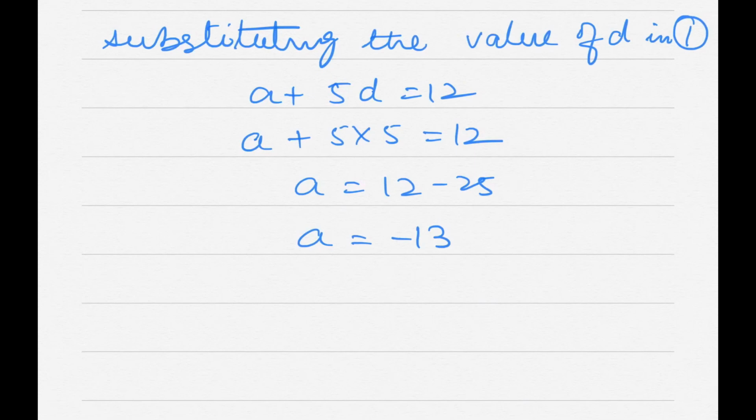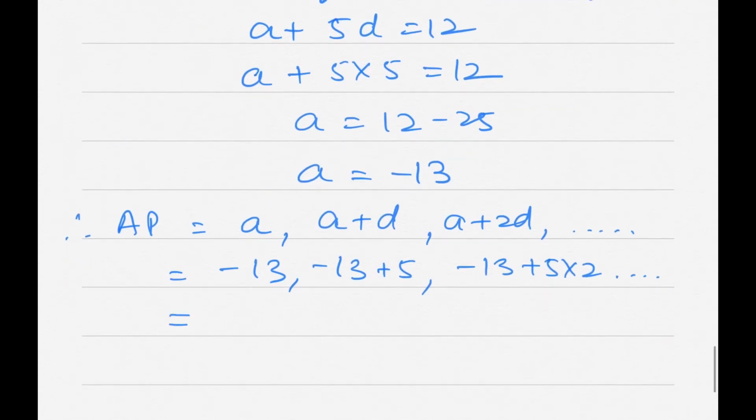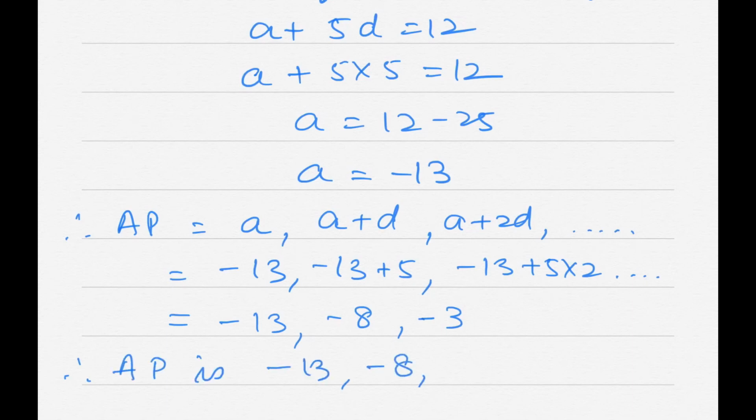So I can write down my AP. Therefore the AP would be equal to A, A plus D, A plus 2D, first three terms only. Now A is equal to minus 13. Minus 13 plus 5, and minus 13 plus 5 into 2. So this would be equal to minus 13, and this would be equal to minus 8, and this is equal to minus 13 plus 10, so minus 3. So this is my answer. Therefore the AP is minus 13, minus 8, minus 3.